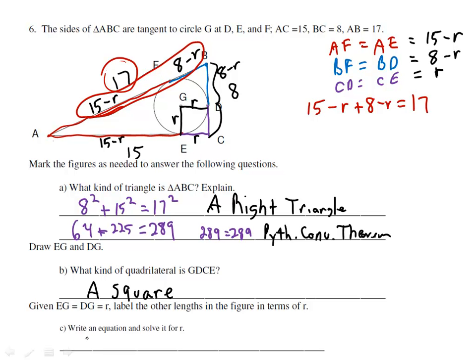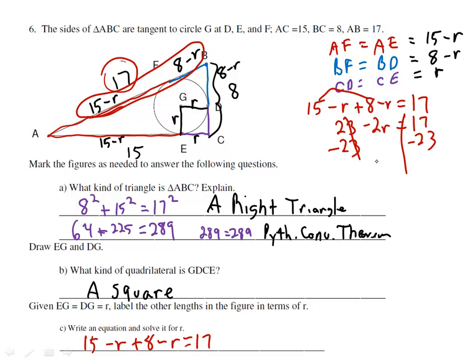So that's an equation: 15 minus R plus 8 minus R equals 17. Now we're going to solve it. We can combine our like terms. 15 and 8 is 23. Minus R plus minus R is minus 2R, equals 17. Now we just solve this. Minus 23, and we have negative 2R equals negative 6. Divided by negative 2, we found that R equals 3.